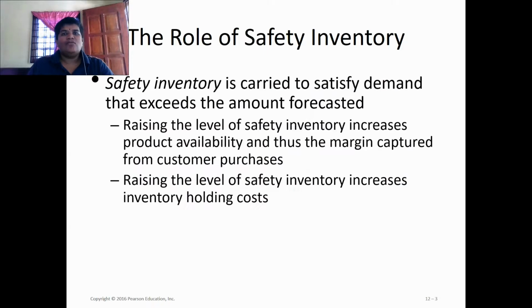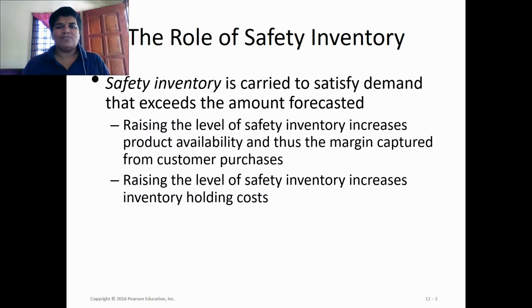So, the role of safety inventory. First, you need to understand what safety inventory is all about, which we already discussed in a previous chapter. Safety inventory is carried to satisfy demand that exceeds the amount forecasted. So that is the intention of safety inventory. Raising the level of safety inventory increases product availability and thus the margin captured from customer purchases.